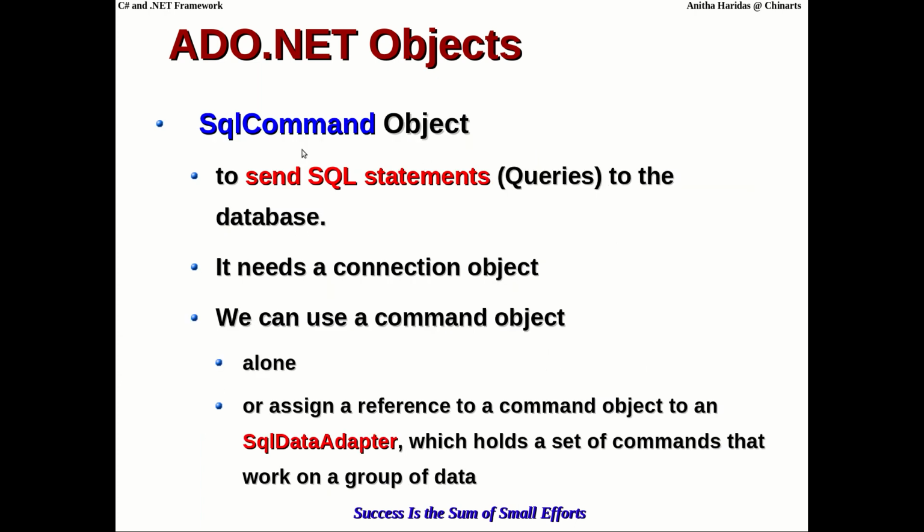Now the second core object is the SQL command object. This SQL command object is generally used to send SQL statements. All the database queries can be sent using the SQL command object. And whenever you want to have a SQL command object, please remember I need a connection object also.